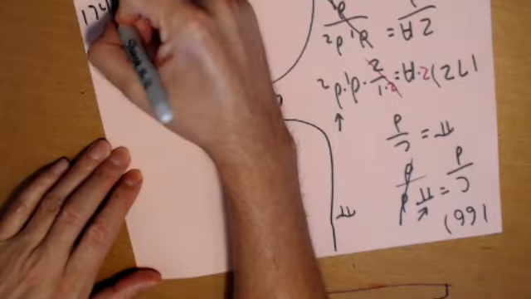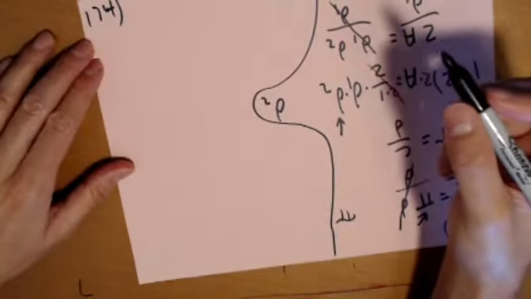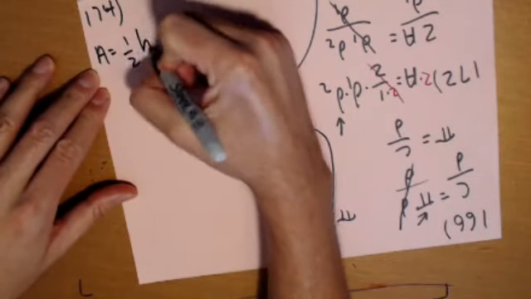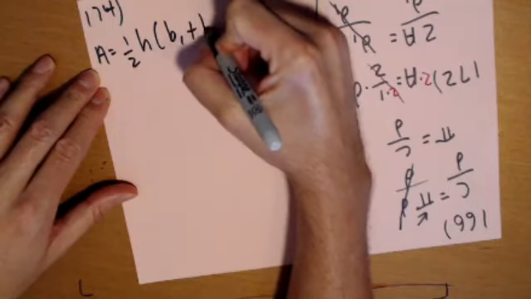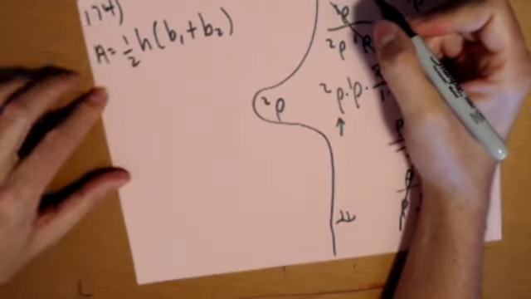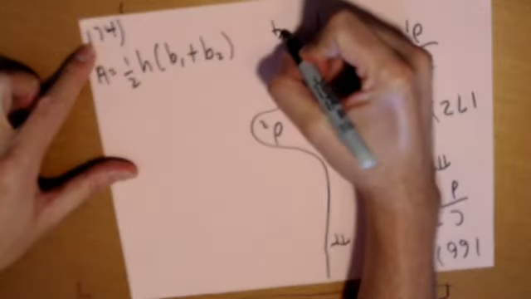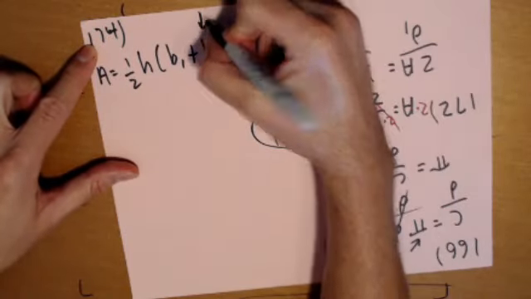174. I'll start skipping around in a few, but these ones get a little tricky. We have a equals 1/2 h b1 plus b2. And in 174, they want us to solve for b2. And now it's right there.